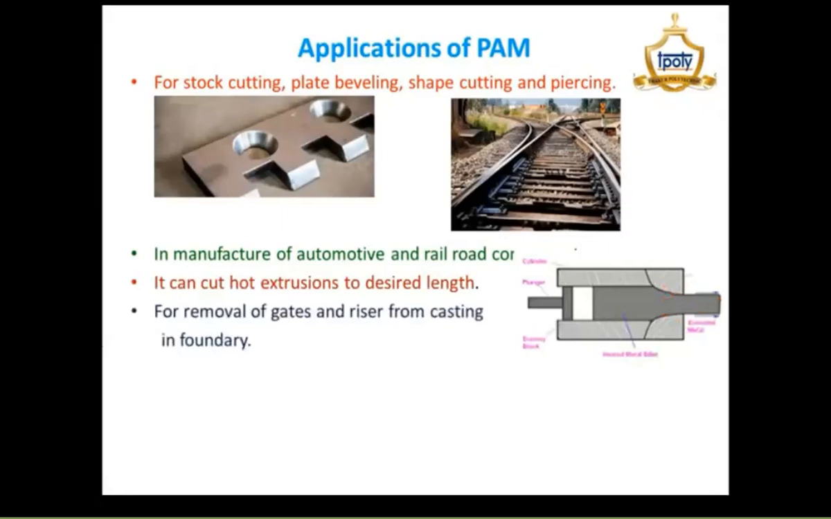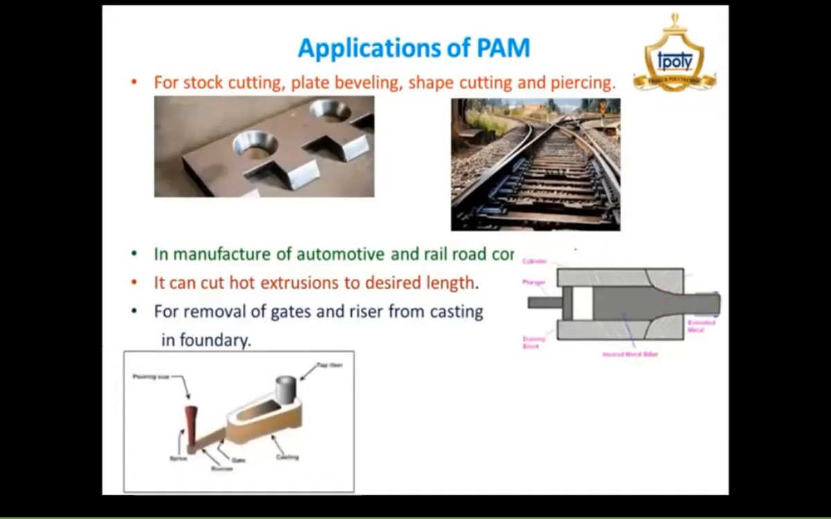Then for removal of gates and risers from the casting in the foundry. So students, I think you are aware of the casting process. But this is actually the product which is required. And all this remaining is the sprue, runner, and the gate, we don't want that. So that can be removed by using the plasma.